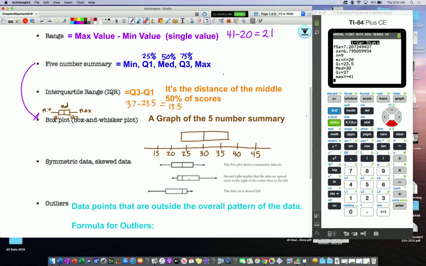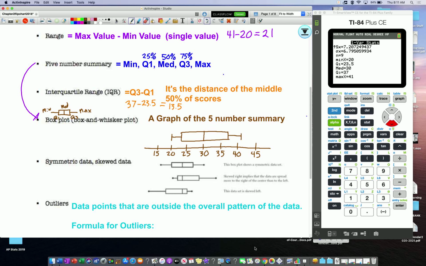So now to do the whiskers, I draw this whisker down to 20. Then I draw this whisker all the way up to 41. And I got my box plot, simply a graph of the 5-number summary.